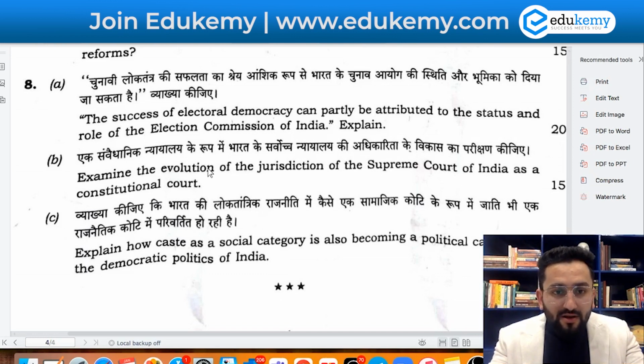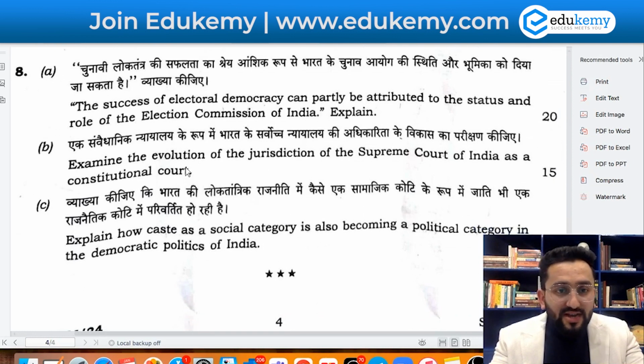Abhi hum baat bhi karenge ki is tarike se yahan se weightage hai, past trend kya hai. Examine the evolution of the jurisdiction of Supreme Court of India as a constitutional court. Direct question hai, judiciary ki baat karenge, Supreme Court mein type of role or type of jurisdiction ki aap baat karte hain, so you talk about the role of Supreme Court.